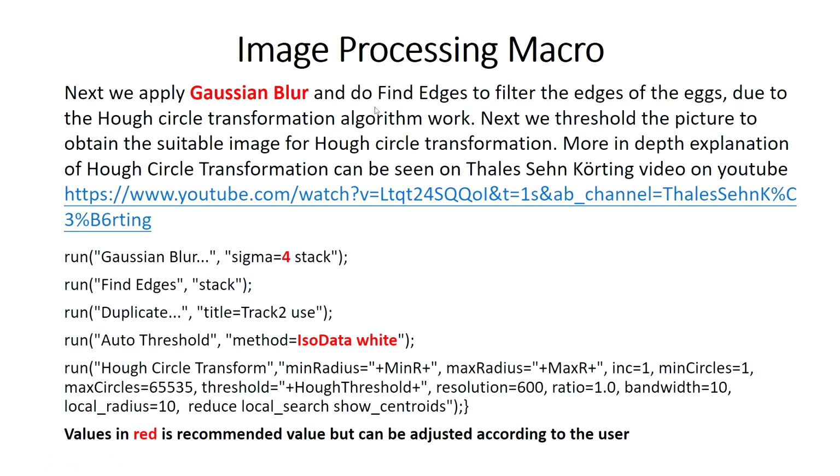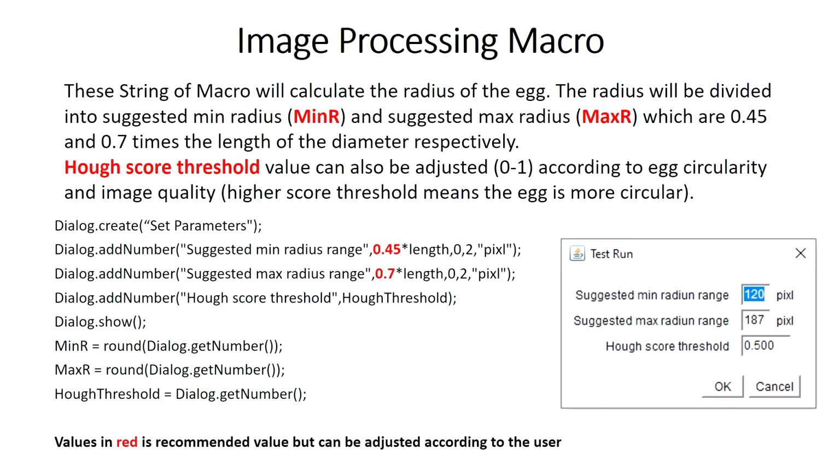Afterwards, we apply Gaussian blur and find edges to filter the edges of the eggs, because the Hough circle transformation algorithm needs a good quality egg border to work. But as I mentioned previously, in the Hough score threshold, if we reduce the score threshold, it will reduce the sensitivity of the Hough circle transformation itself. So if your egg is not fully circle-shaped or even has missing edges, it will be fine.